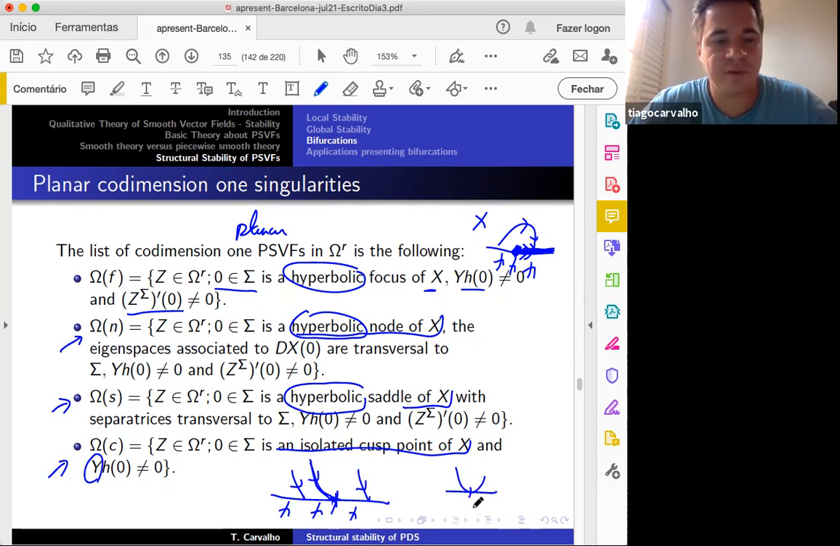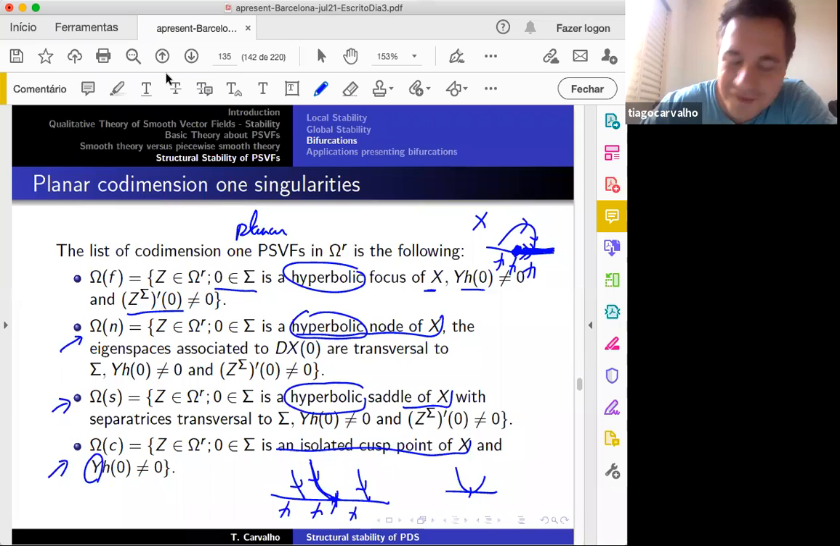Now at this set omega c, we are taking a tangency of a higher order. I don't know what's happening here.